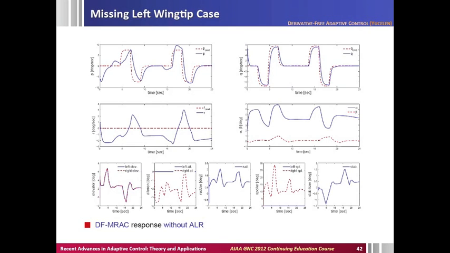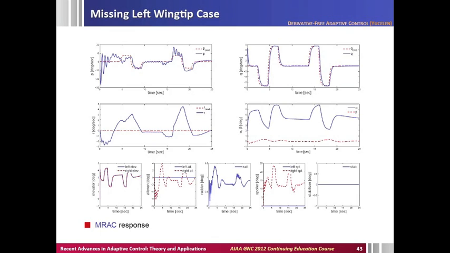And it is not a toy example, so that's why you have this. This is the best we get with the derivative-free response without adaptive loop recovery. So now, again, missing left, this is how MRAC performs. We could not get rid of these oscillations, even though we also tried a couple of modifications. And as Girish mentioned, sigma modification didn't work well for this example.